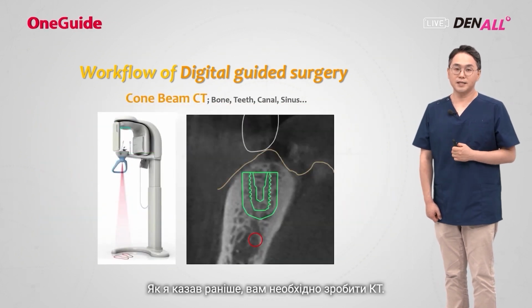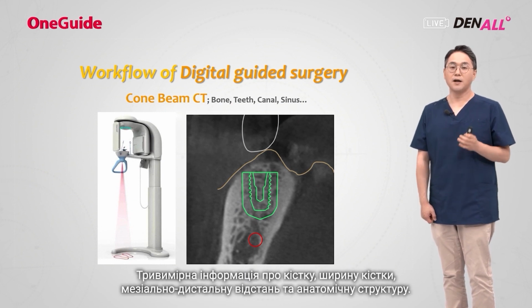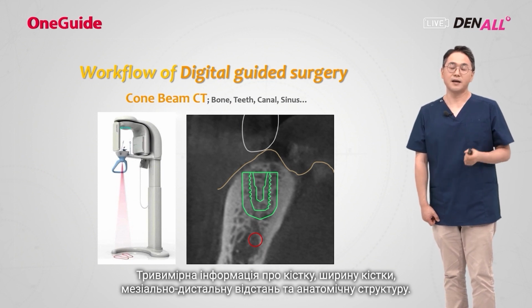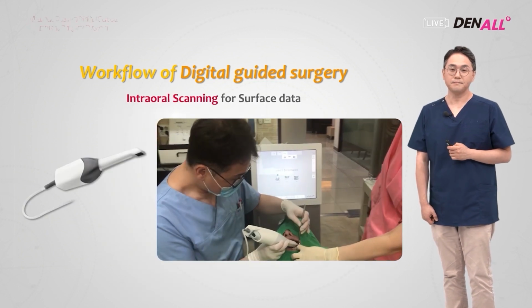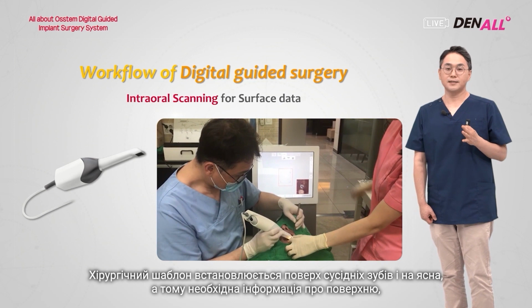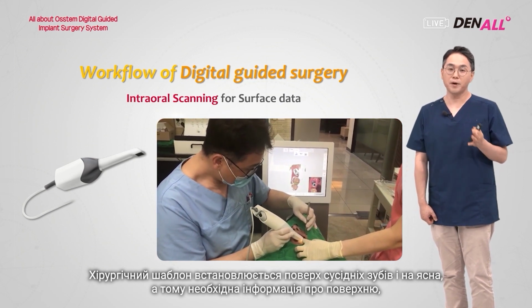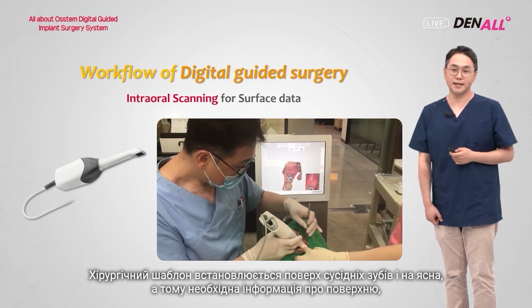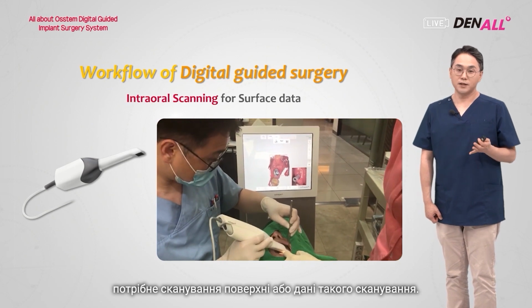As mentioned earlier, you need to take a CT. This needs to be done accurately. It gives 3-dimensional information of the bone: bone width, mesiodistal distance, and anatomic structure distance. Next, the surgical stent is put on top of adjacent teeth and on gingiva, so surface information is required. Surface scan data is required.